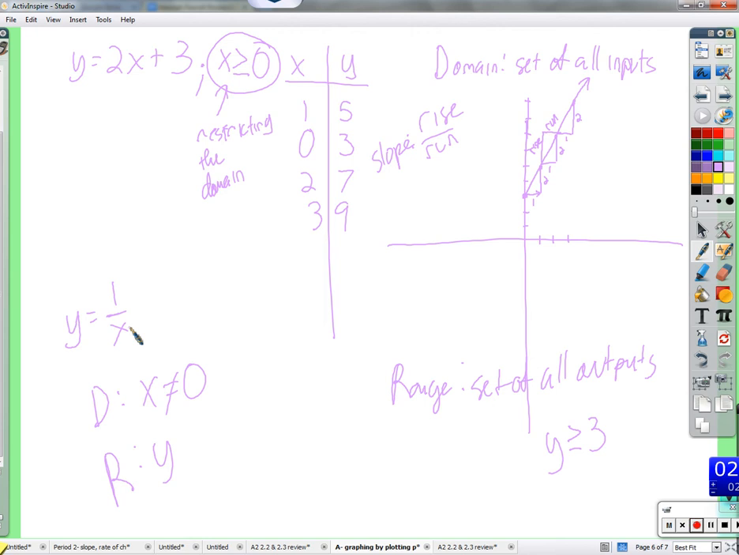Can I get very big numbers? How do I get bigger? How would I get this to be 5? What would I put in for x to get 5? 1 divided by 5 is 1/5. But 1 divided by something can be 5. What is that thing that we can divide by and get 5?